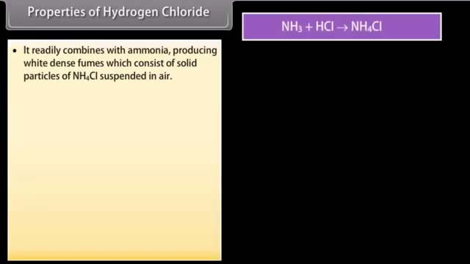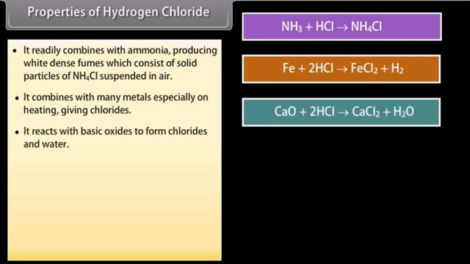Properties of hydrogen chloride. It readily combines with ammonia, producing white dense fumes which consist of solid particles of NH₄Cl suspended in air. It combines with many metals, especially on heating, giving chlorides. It reacts with basic oxides to form chlorides and water.